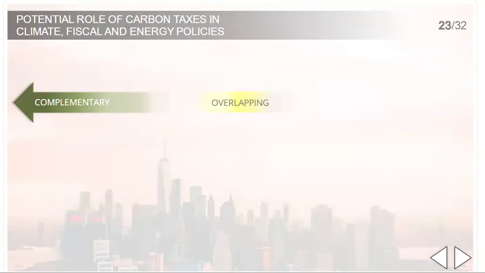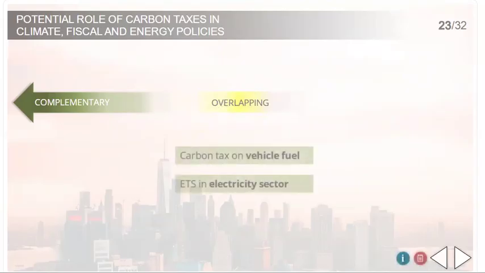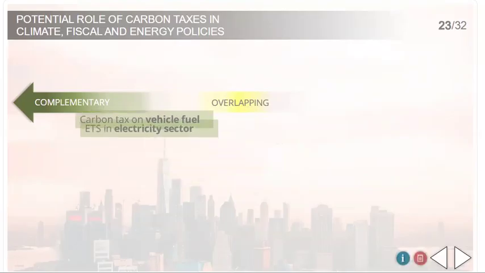Overlapping policy instruments are those that share objectives but may be redundant. For example, to reduce emissions using both carbon taxes and an ETS for the same sector would be an overlapping mix of instruments. In such a case, the price signal would be amplified. If the two instruments cover different sectors, however, the mix would be complementary.